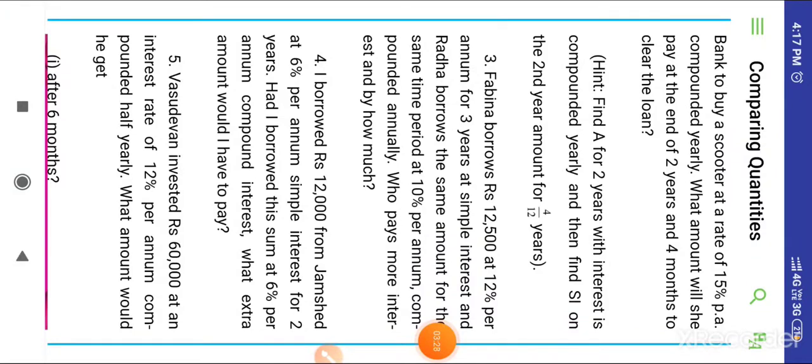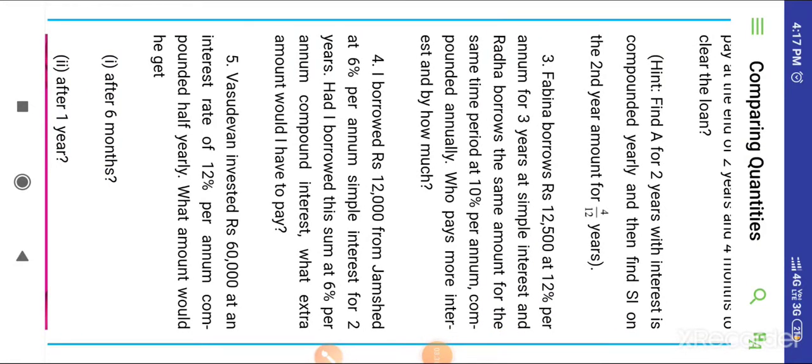Now move to our third question. Fabina borrowed rupees 12,500 at 12% per annum for 3 years at simple interest, and Radha borrowed the same amount for the same time period at 10% per annum compounded annually. Who pays more interest and by how much?